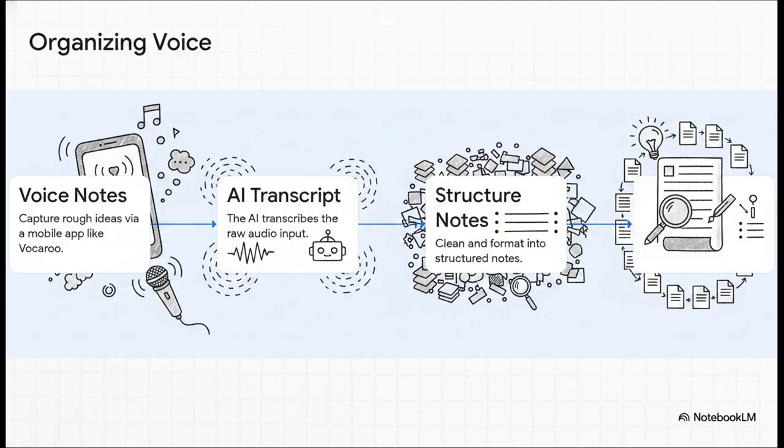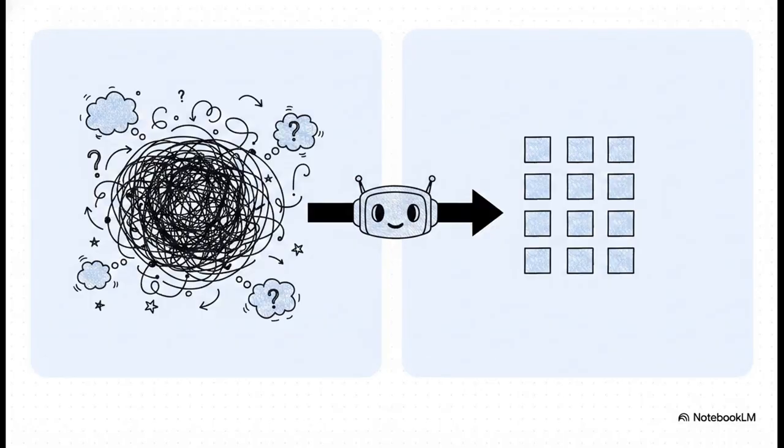You start by capturing rough ideas via a mobile app, maybe the ChatGPT mobile app, or something like Vocaroo. You just dictate your brainstorming and the AI then transcribes it, cleans it into highly structured notes, and generates a finalized draft. Just look at the stark contrast here.